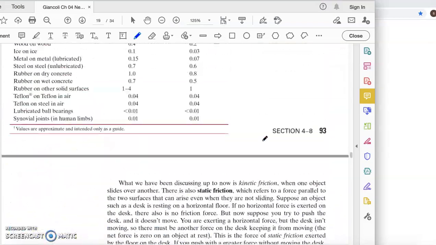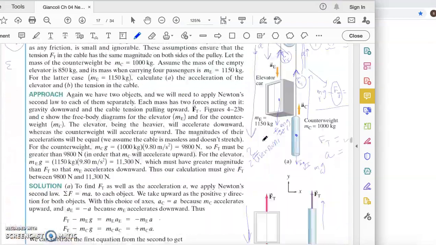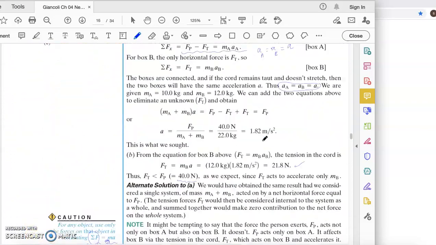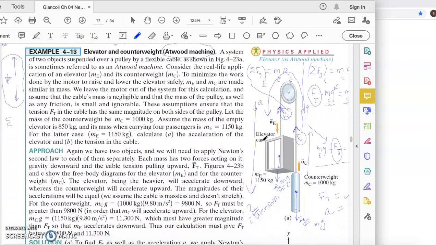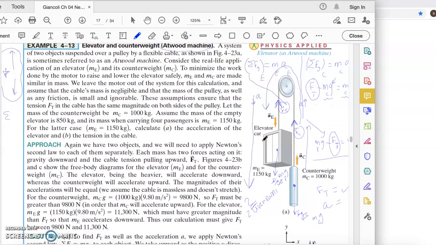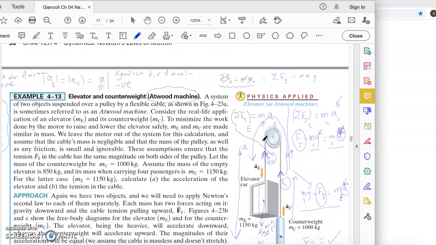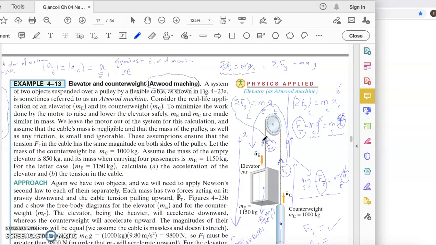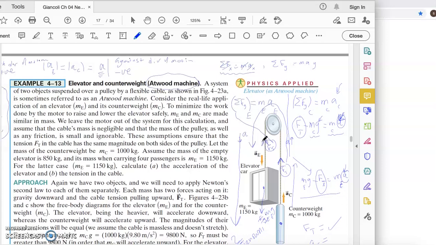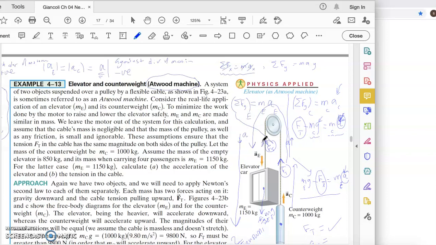Alright guys, some students have asked me to redo this problem, which is the Atwood machine, and how we are doing the equations. I know it looks confusing because I was explaining each and everything, but I am redoing it now with proper focus and quickly.